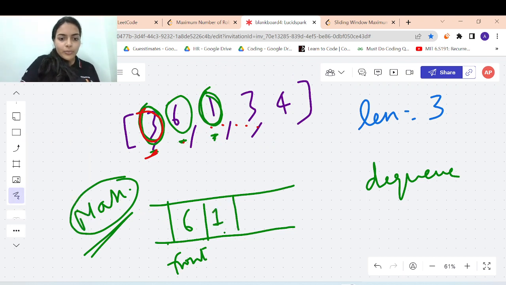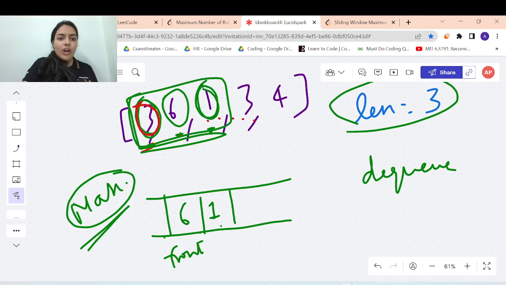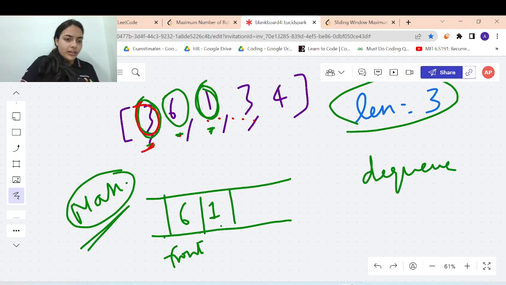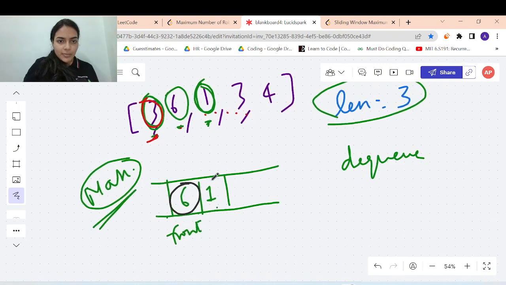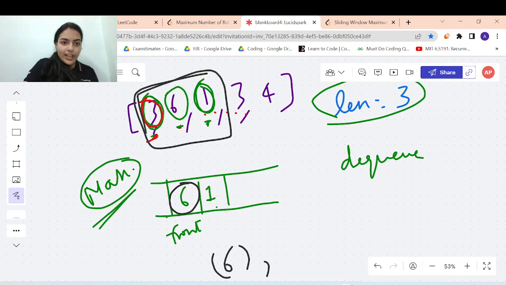Okay, so my length was equal to 3, right? Now I saw 3 elements. Out of the 3, 6 and 1, the element which is at the topmost will be my answer. So 6 is the maximum element value. So 6 is my answer for the first subarray. So for the first subarray of length 3, I have found my answer and the maximum element is 6.